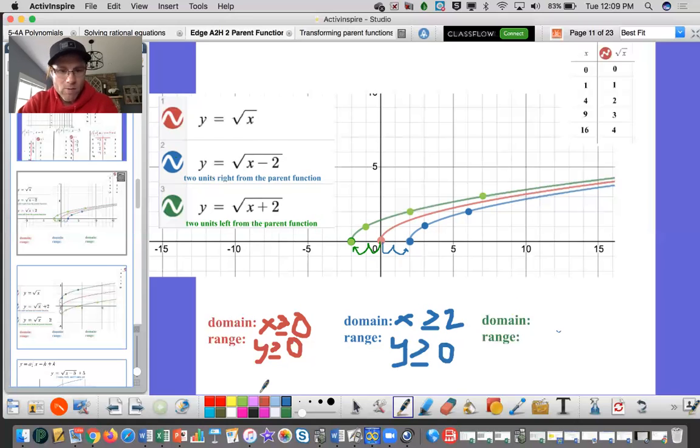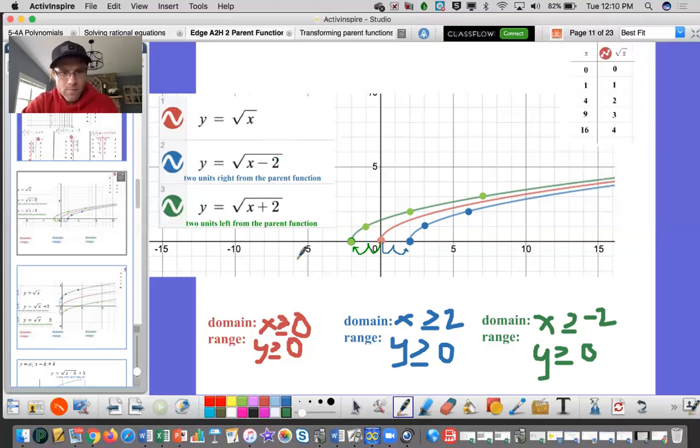Now for my green one, I know I'm shifted 2 units left this time. So my first x is at -2, and then it goes that way. So my x's are always greater than or equal to -2. And my y's are always going up again. So my y's are always greater than or equal to the height of this point, which is 0. So there's that. Now that is just adjusting the horizontal shift, the left shift or the right shift.